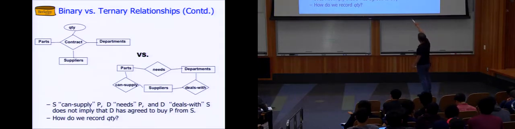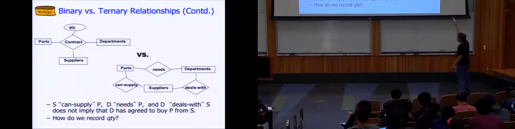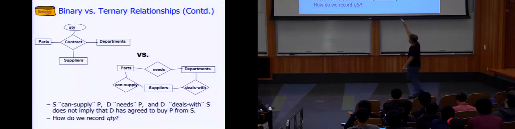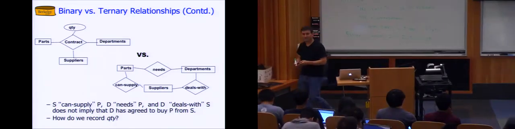We know that Bob can supply lots of shoelaces, but if we put the quantity there, that represents how many shoelaces Bob's could possibly supply, not how many are on this particular contract, right? So it's not at all clear where to put quantity, and in fact, there is no place to put quantity here that would have the same semantics as it does up at the top. Okay, so that ternary relationship is kind of what we want in this case. It is what we want in this case.